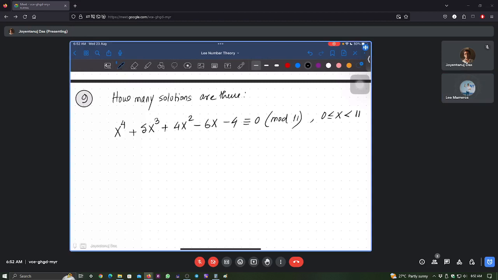So how to find? We can do the usual thing. Normally we can find the roots of this polynomial. There are various techniques to find roots of a polynomial, so we can use any of them. Okay. Do you mean factorization? Yes, some factorization we can do.